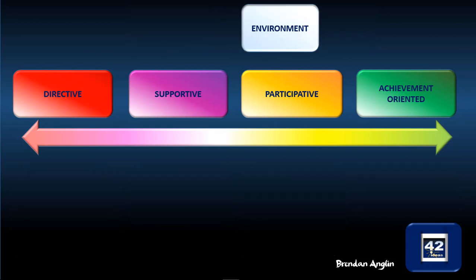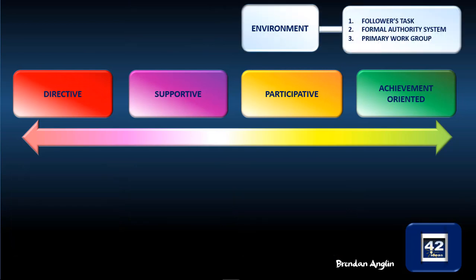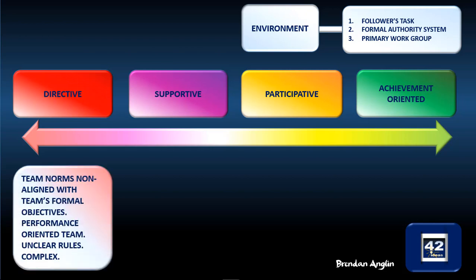Now, when it comes to the environment, there are also different characteristics. The first is the description of the task that the follower has to complete. Also then the system that exists around them, the formal authority system, and also the primary work group that the follower finds themselves in. All of these are environmental characteristics that influence what is the best leadership behaviour to adopt.